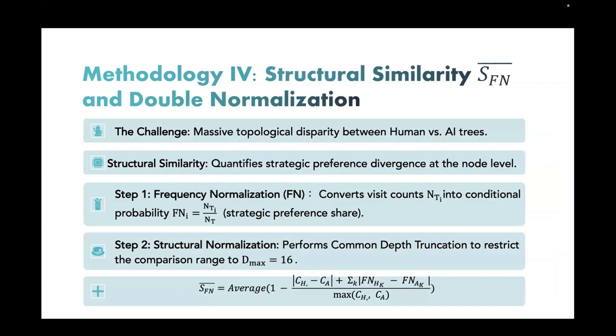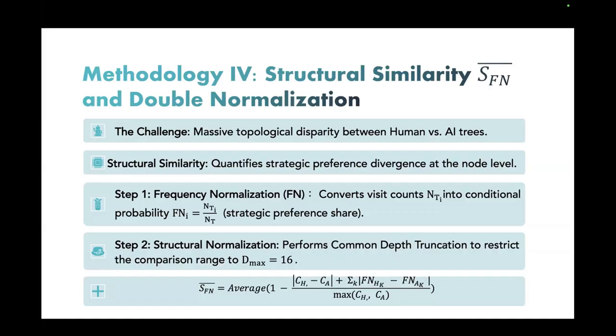Path similarity measures overlap, but it cannot solve the fundamental difference in tree structure. Our main concern is the topological disparity. The AI tree reaches 41 plies, while the human tree only reaches 16 plies. Direct comparison is skewed because the sheer number of deep AI branches distorts simple similarity metrics. To overcome this, we adopt structural similarity, SFN, as our core metric.